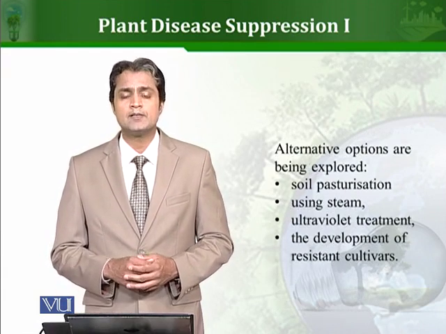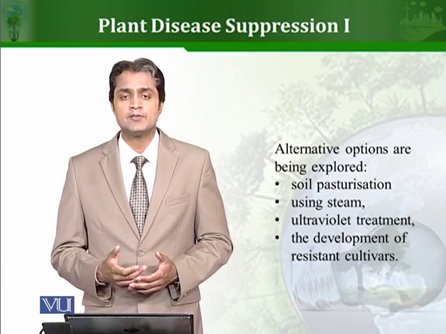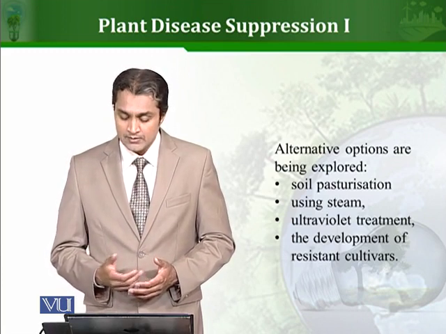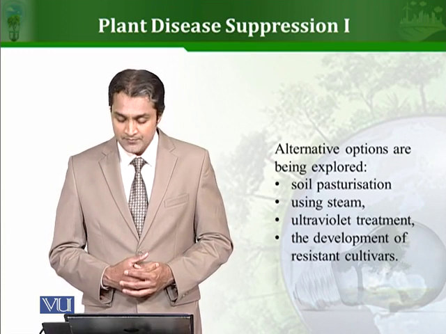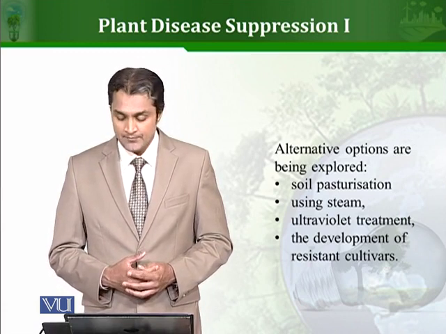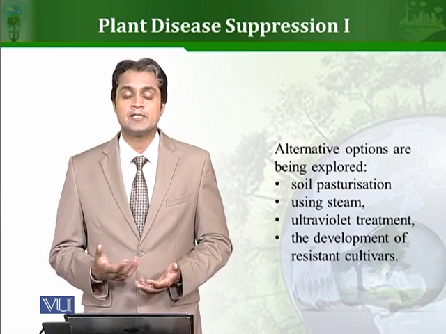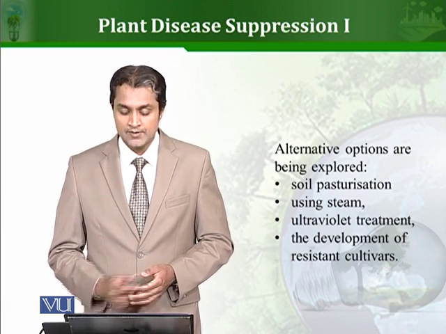Now there are different alternative approaches which are being researched and which are being explored. For example, soil pasteurization is there, the usage of steam is there as well, the ultraviolet treatment, as well as the development of obviously resistant cultivars by genetic engineering. All these areas are being explored so that we can suppress plant diseases.